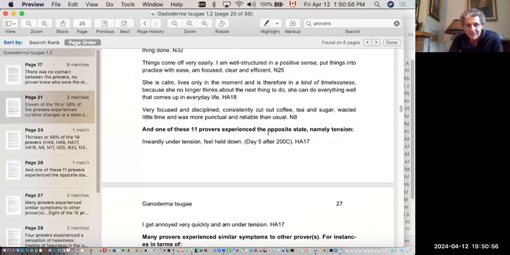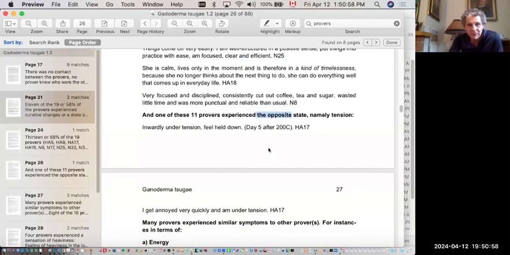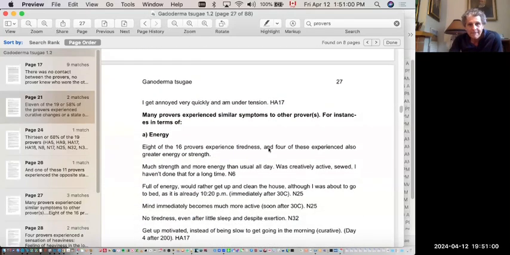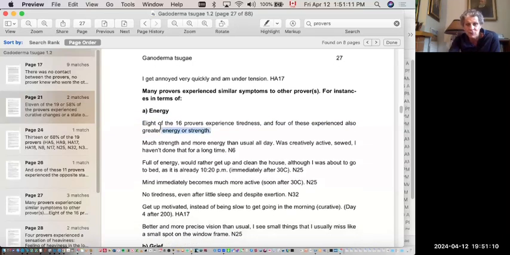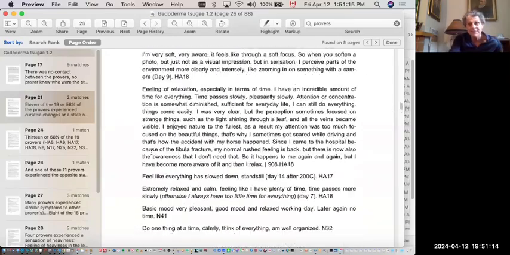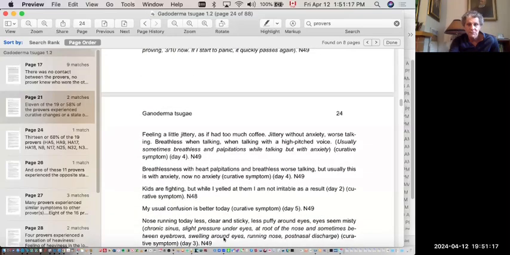Here it says some experienced the opposite, like many provers experienced more energy. 8 of the 16 provers experienced, 4 of these experienced greater energy and strength, much strength and so on. In any case, it's very interesting, and it's very rewarding now, because we see the proving in practice, and it's confirmed in practice.